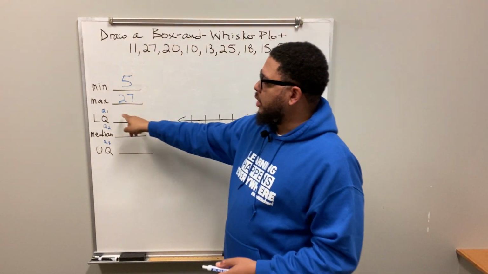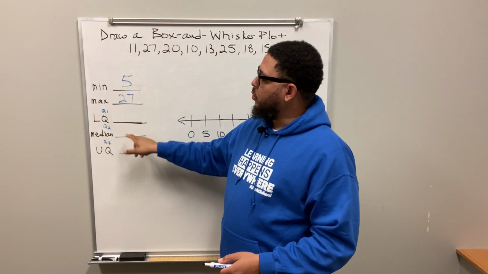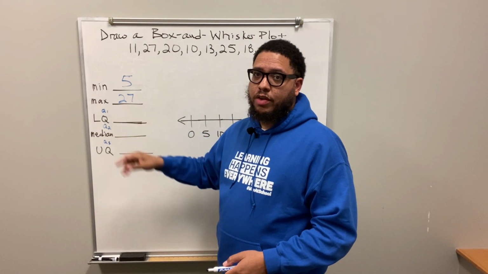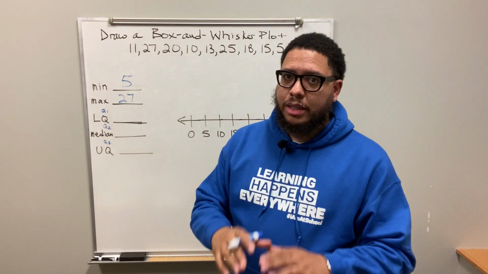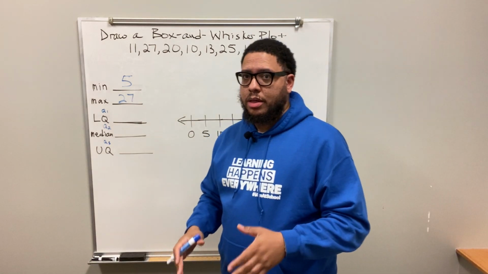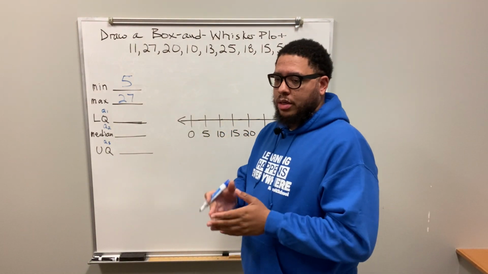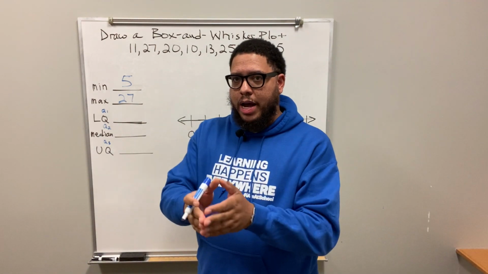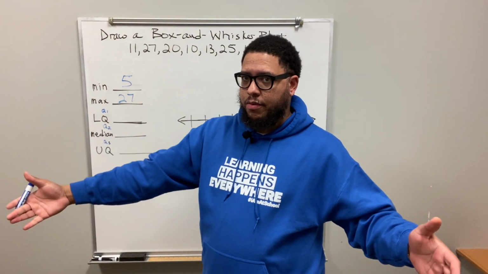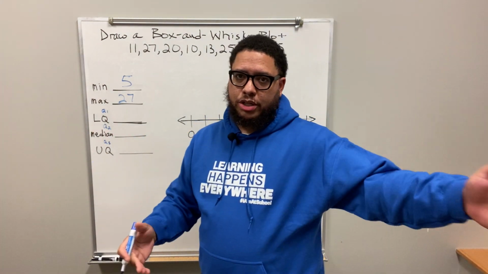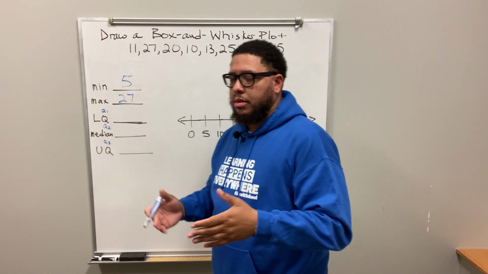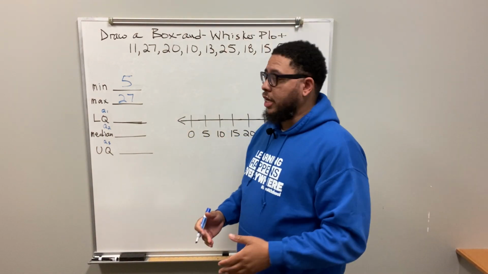So before we find the lower quartile and the upper quartile, we need to find the median. Not the mean, not the mode, but the median. The median, just like the median in the street. The median in the street divides one side of the street from the other. It divides this traffic from that traffic. The median essentially does the same thing with a data set.